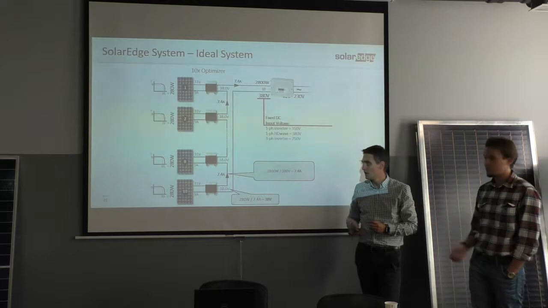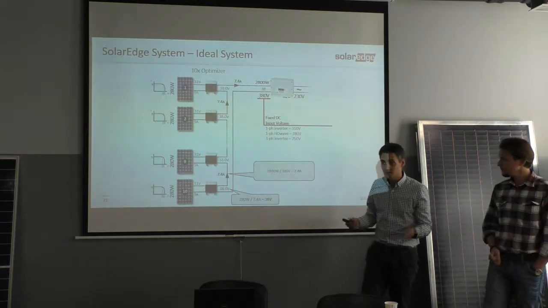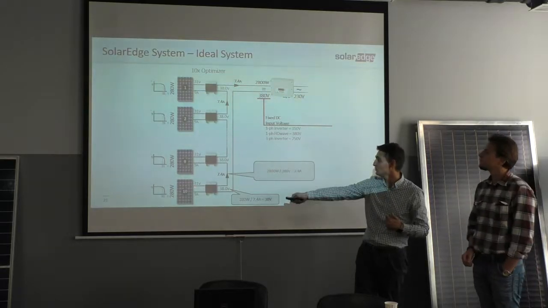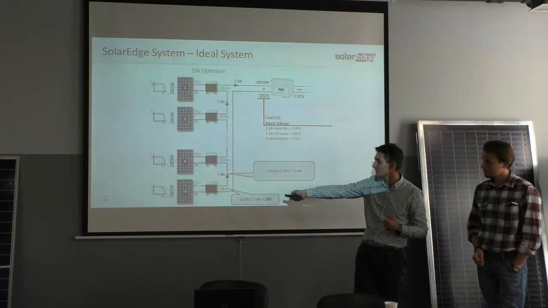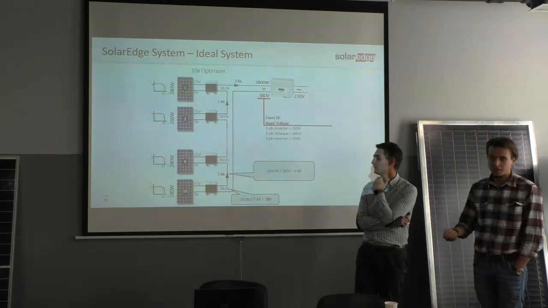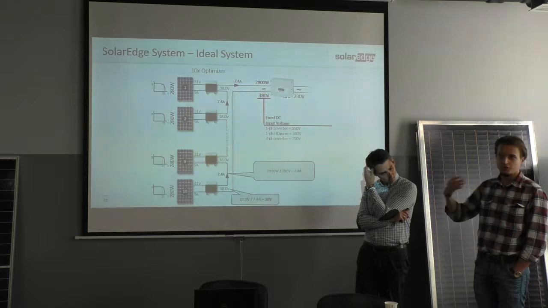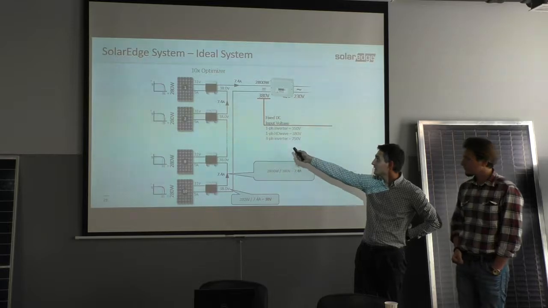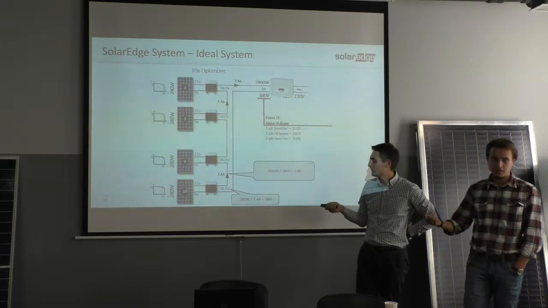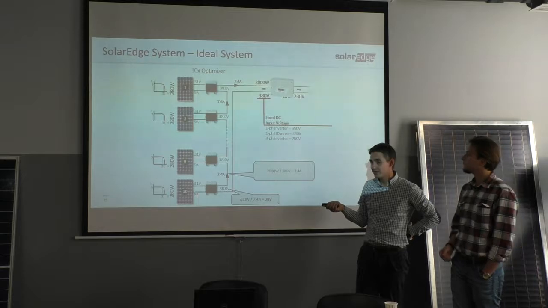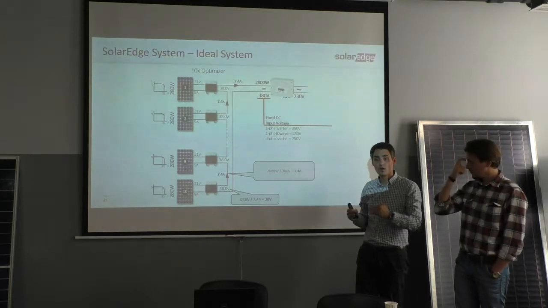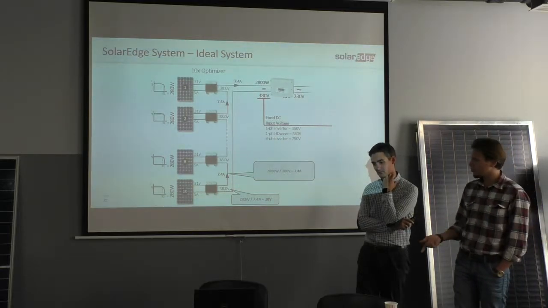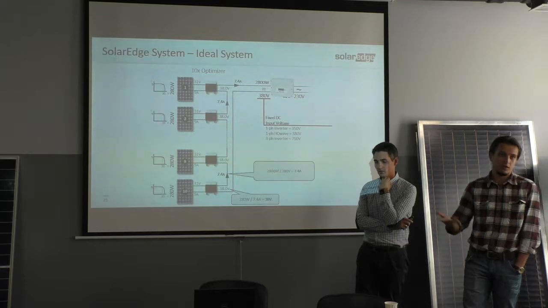To understand how a standard system would look, if we connect modules in series, we have 10 modules in series with voltage 31. The standard system loses voltage because everything is connected in series. So 31 multiplied by 10 gives us 310. Multiplied by 9 amps, that gives us around 2800, the same as in the SolarEdge system.